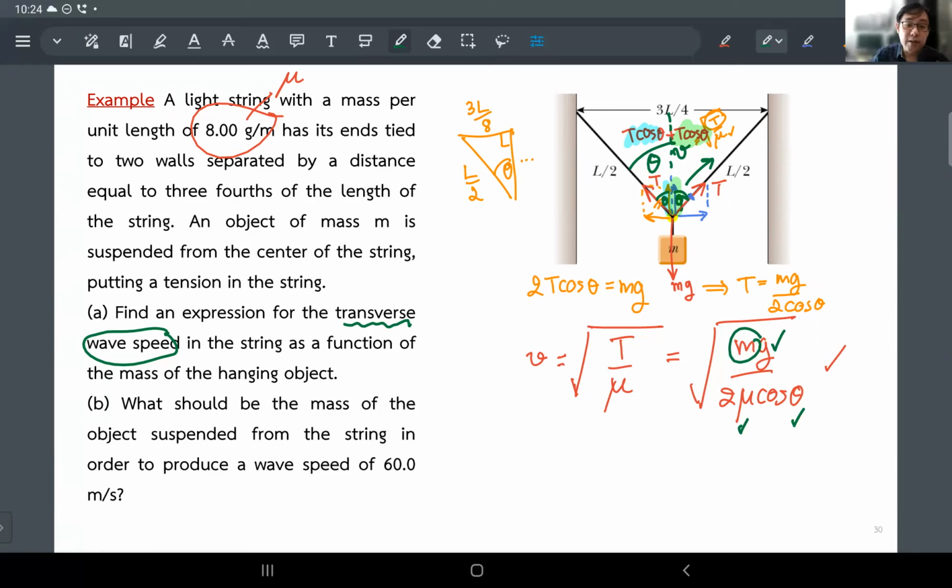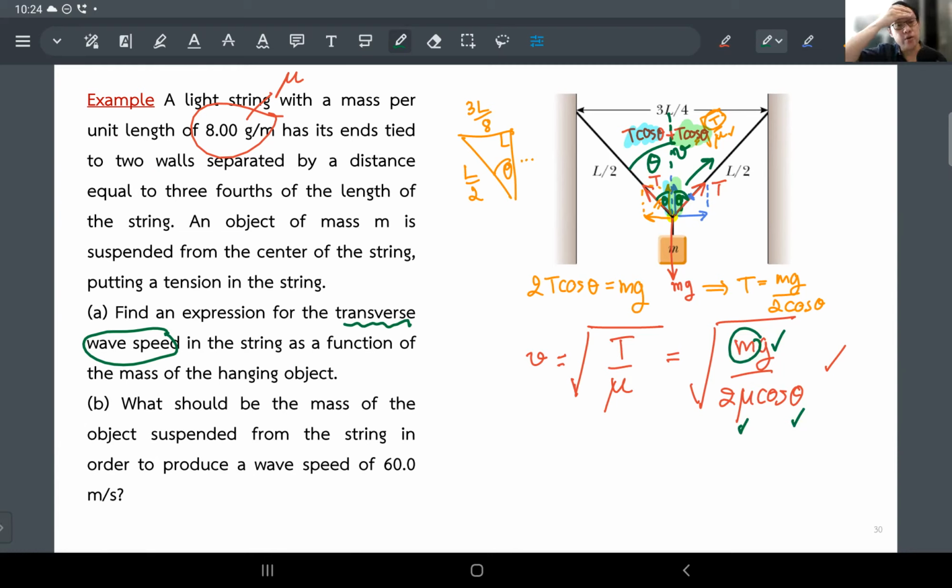All right. Part B, you can just plug in the numbers. If you want the speed to be 60 meters per second, you can figure out what is the weight of the mass, or the mass of the mass, that you have to hang on this string to generate 60 meters per second wave speed. Sounds good? All right, so I think this is easy enough.